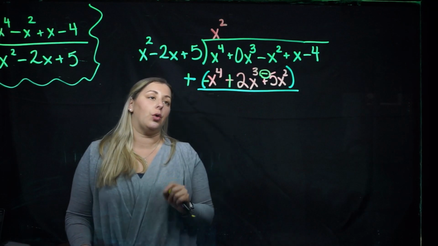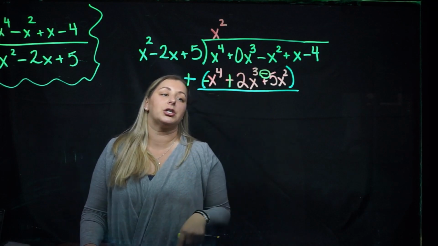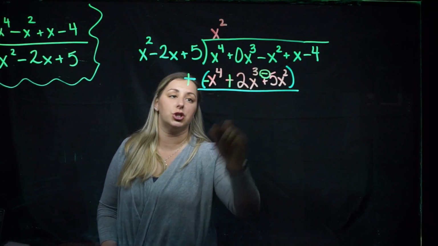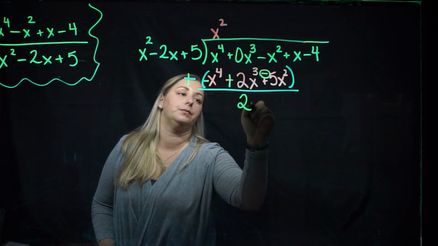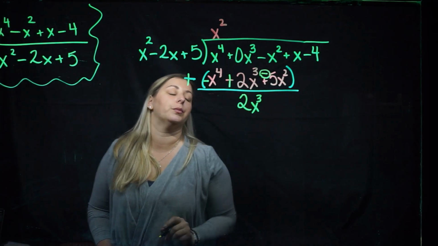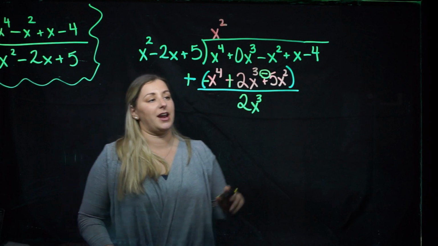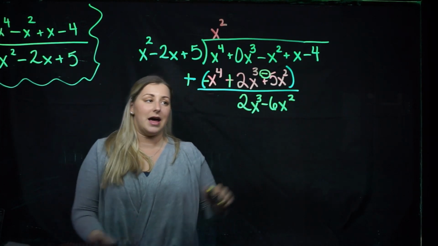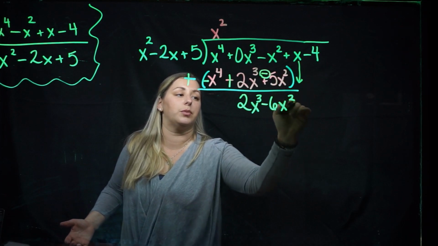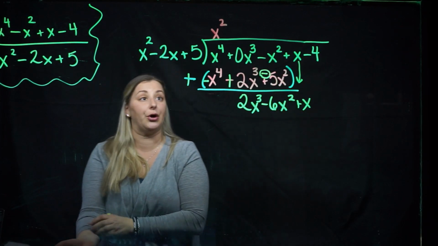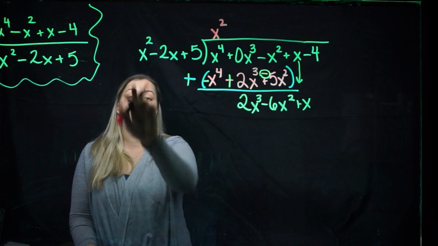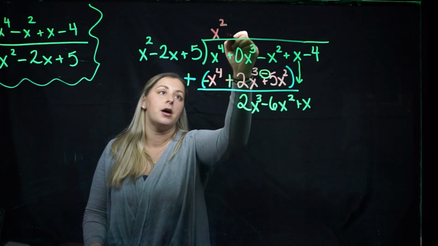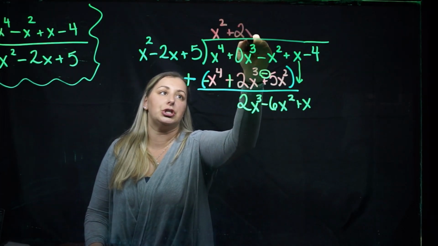The first term should go away. The second one, we've got 0x cubed plus 2x cubed, which is just 2x cubed. Negative x squared and negative 5x squared is negative 6x squared. And now we go ahead and bring down our next term, which is plus x. And then we start over. X squared times what is 2x cubed? And we know that that's going to be a plus 2x.